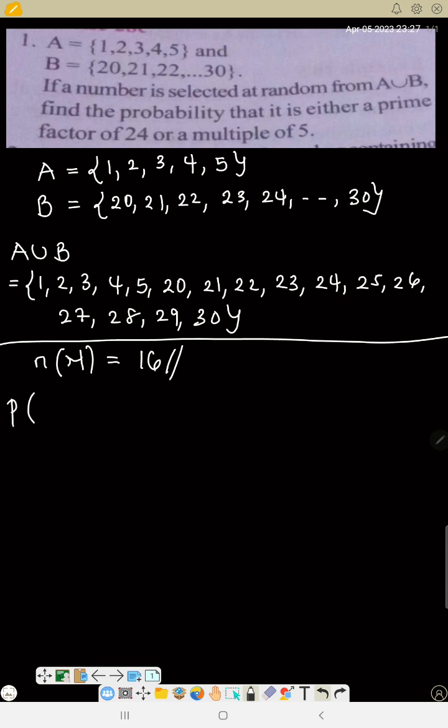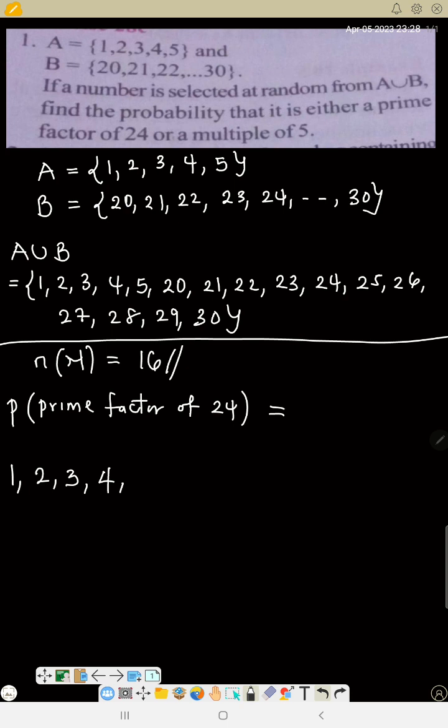Now the probability that it is a prime factor of 24. So what are the factors of 24 first? All numbers that can divide 24 without remainder. So 1 times 24 is 24. 2 times 12 is 24. 3 times 8 is 24. 4 times 6 is 24.